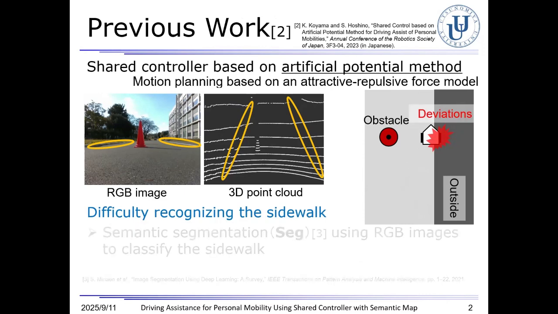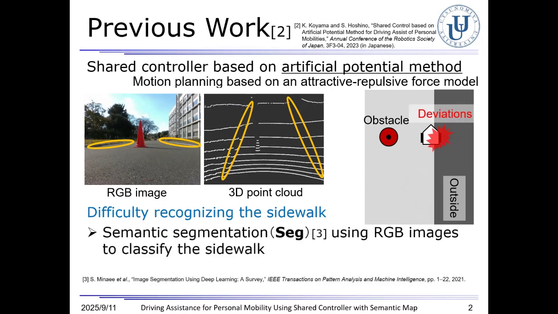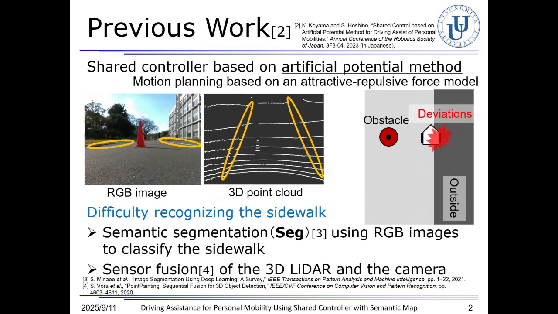To address this issue, semantic segmentation is applied to RGB images, where pixels are classified as either drivable sidewalk or non-drivable areas. Furthermore, these are combined through sensor fusion of the 3D LiDAR and the camera.